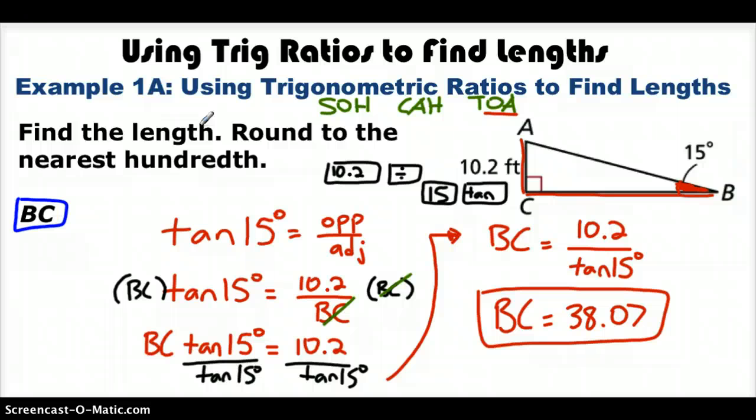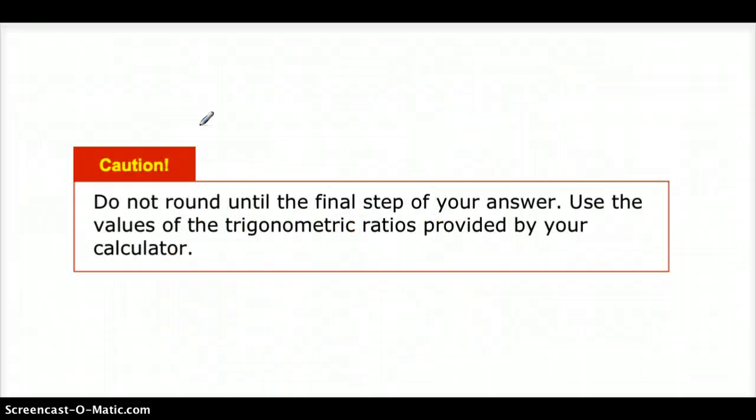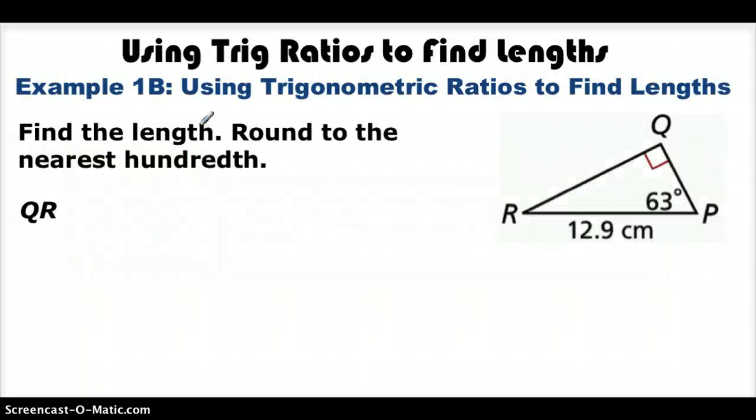Okay, let's look at a couple more examples here. This is just a quick warning that tells us to make sure we don't round until the very final step, otherwise we'll get a bad answer. All right, so let's look at another one.